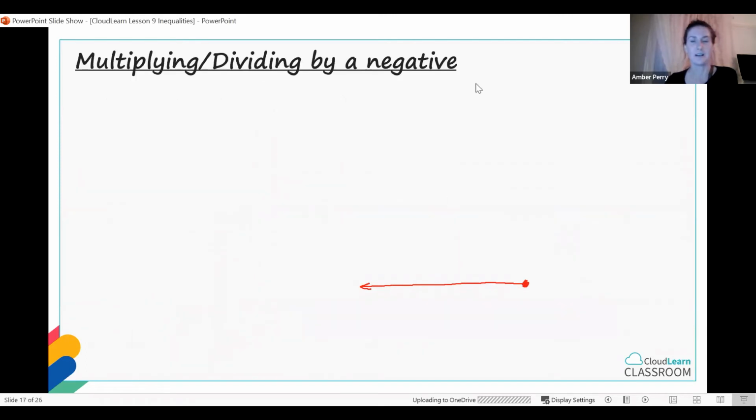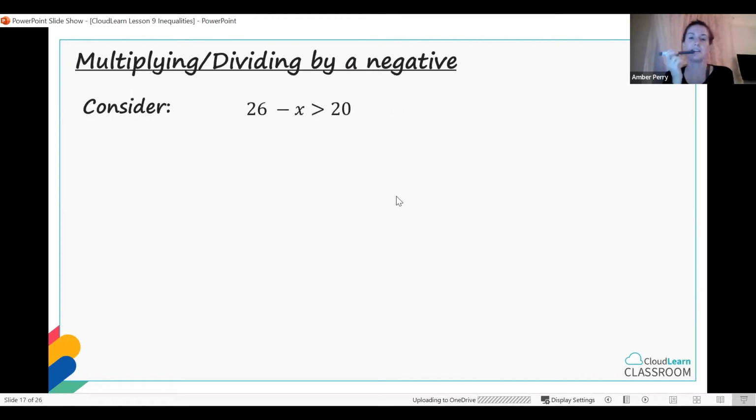Right, I think we are good to go on to that one exception that I did mention earlier. There's one exception to the rule of don't ever change the inequality sign, and that is when we multiply or divide by a negative number, which is a rare thing to have to do, but you do have to do it sometimes. Let's have a look at what happens with this problem here.